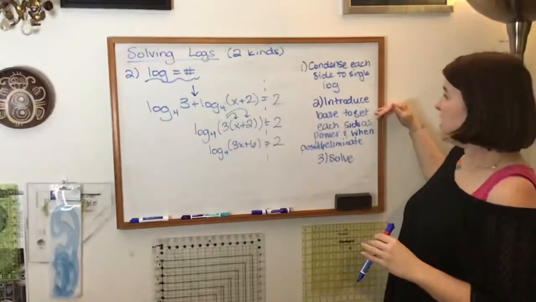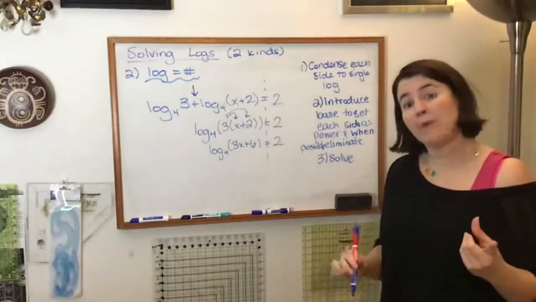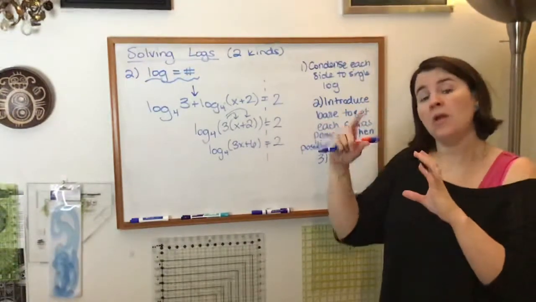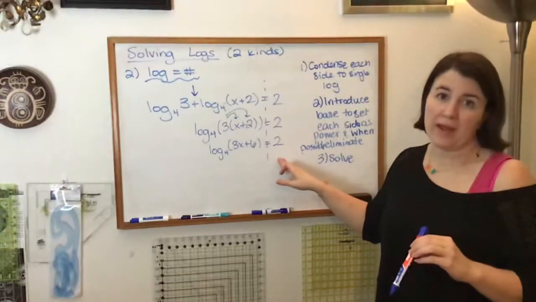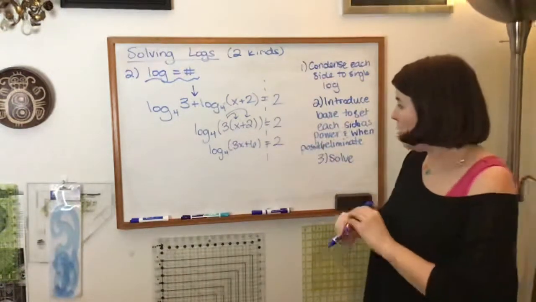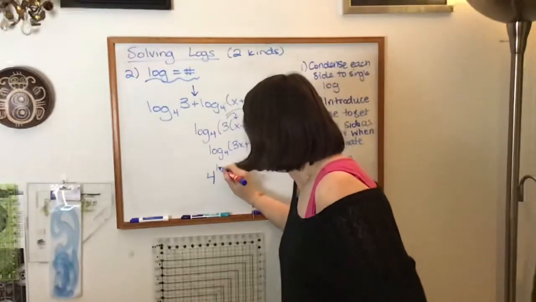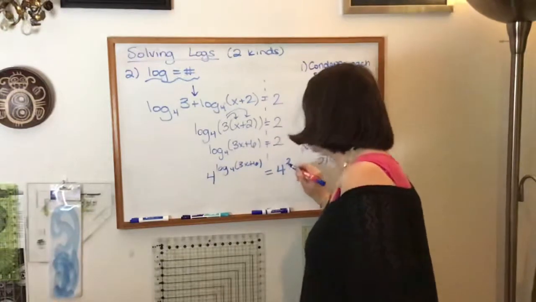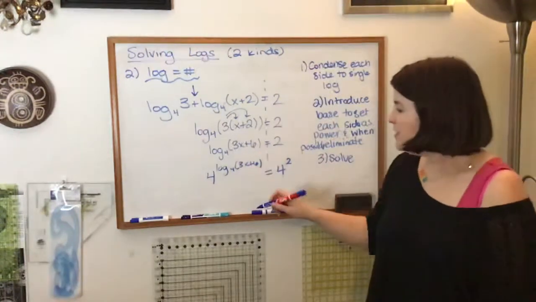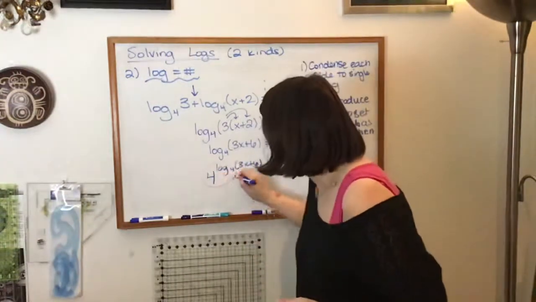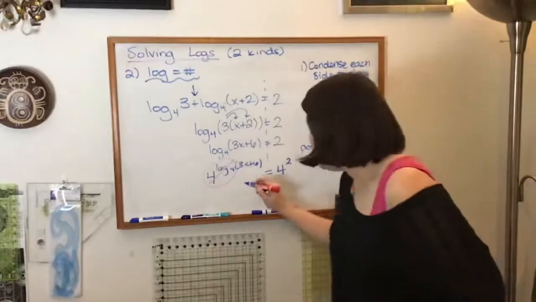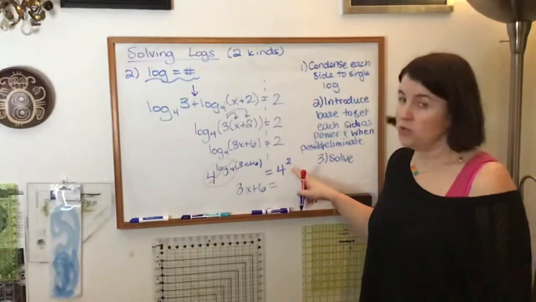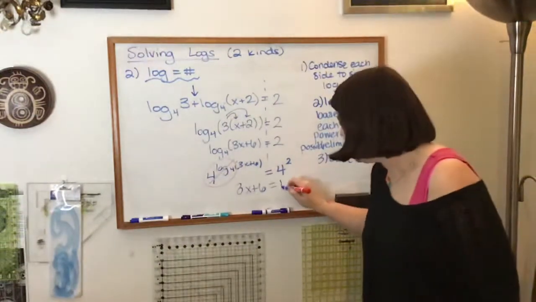Now I'm going to do the same second step. I'm going to introduce a base to each side, but what's going to happen is the log on this side will eliminate, the number on this side will become a power, and we're going to end up with a slightly bigger number on the right-hand side, because this now becomes our power. So when I introduce 4, I get 4 to the log base 4 of 3x plus 6 on one side, and 4 to the second on the other. On this side, the 4 to the log 4 is going to reduce to 1. Then I'm left with 3x plus 6 equals 4 squared, because those don't cancel, they're not opposite operations, and 4 squared is 16.